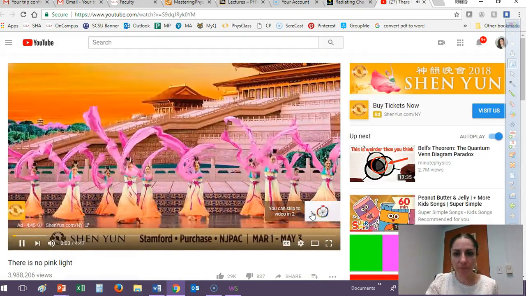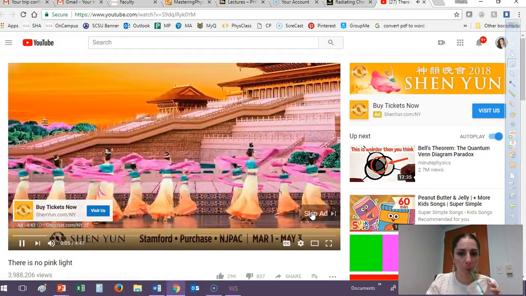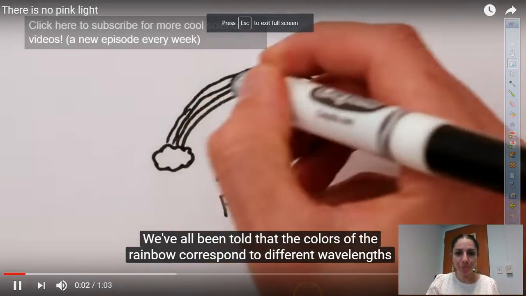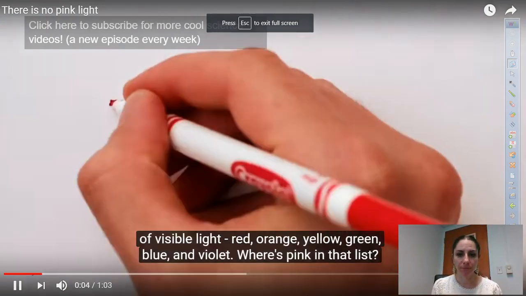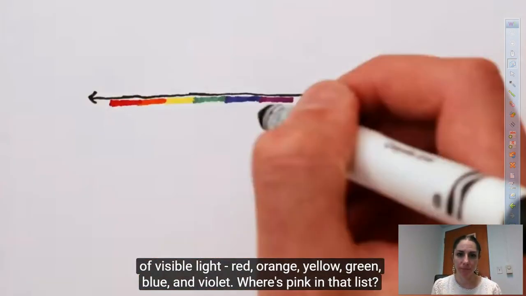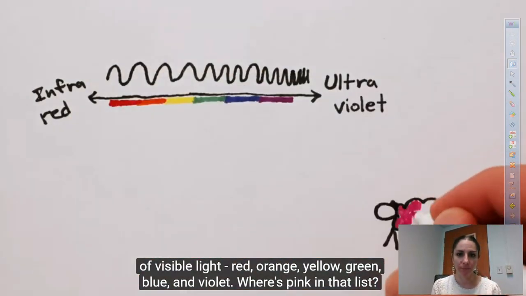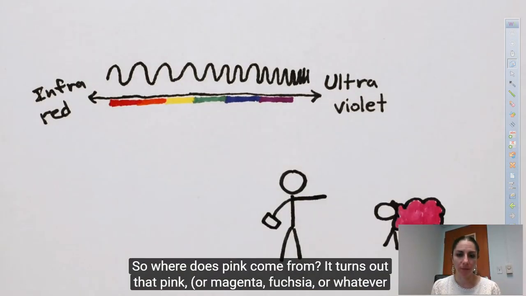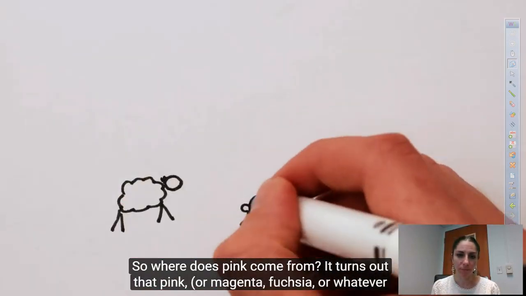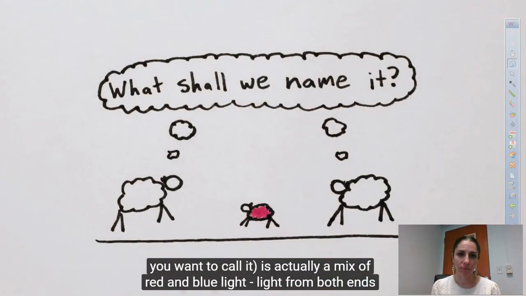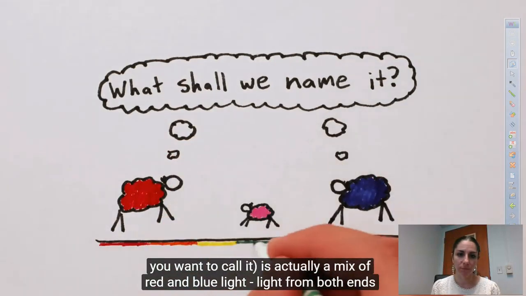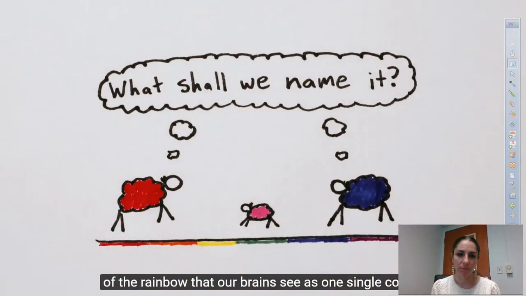When was the last time something was so beautiful? We've all been told that the colors of the rainbow correspond to different wavelengths of visible light. Red, orange, yellow, green, blue, and violet. Where's pink in that list? It's not there. There's simply no pink light. So where does pink come from? It turns out that pink, or magenta, fuchsia, or whatever you want to call it, is actually a mix of red and blue light. Light from both ends of the rainbow that our brains see as one single color.